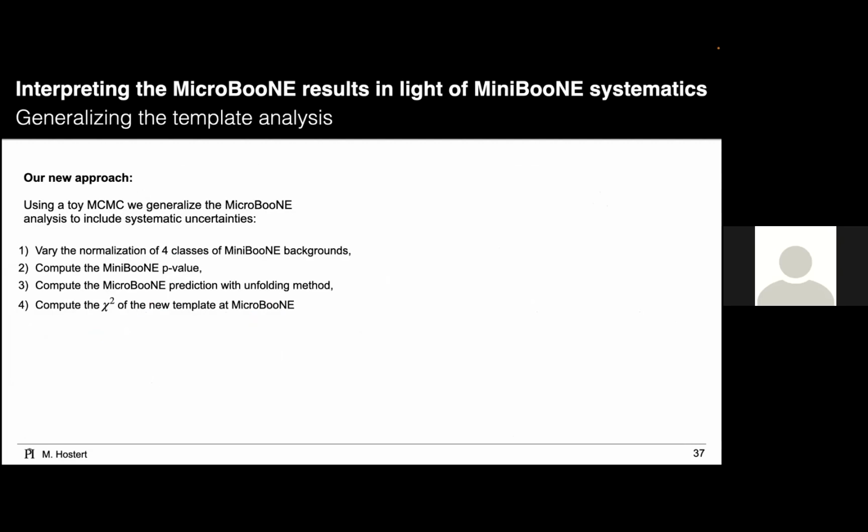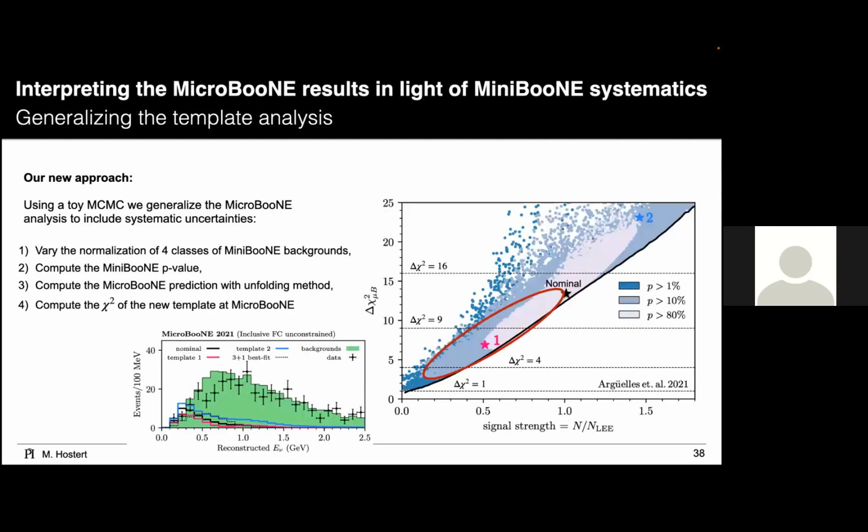So I take some class of MiniBooNE backgrounds. I vary them by a little bit. I compute the p-value for this new template that I've obtained by varying the backgrounds. I unfold that template into a prediction for the true spectrum and then make a prediction for MicroBooNE, given that true spectrum, and compute the chi-squared for the MicroBooNE data minus background for MicroBooNE prediction.